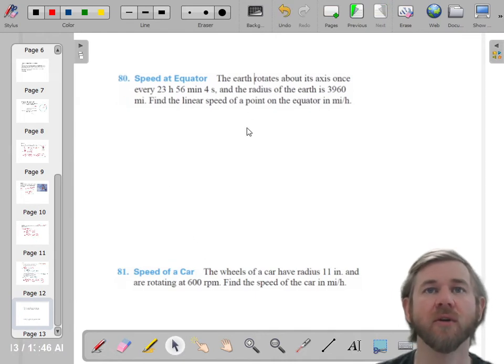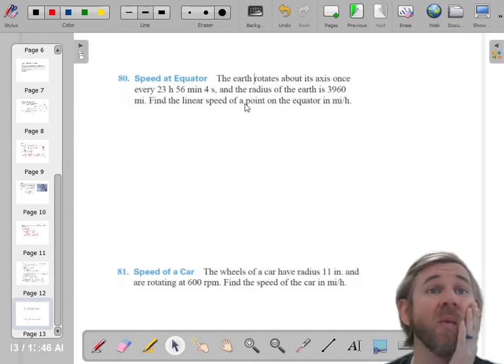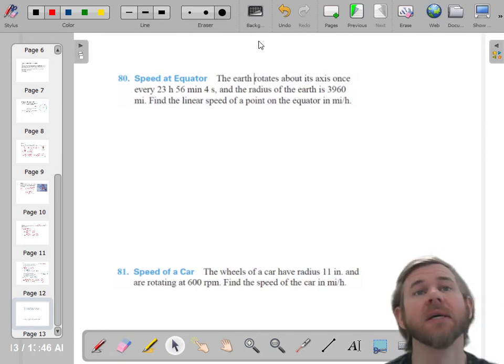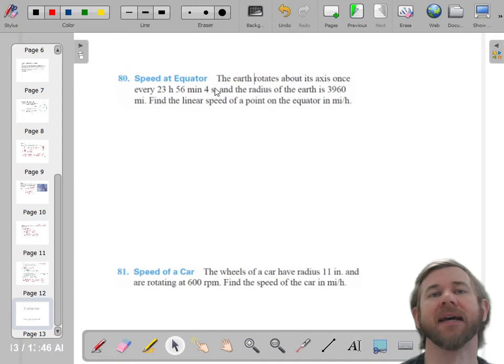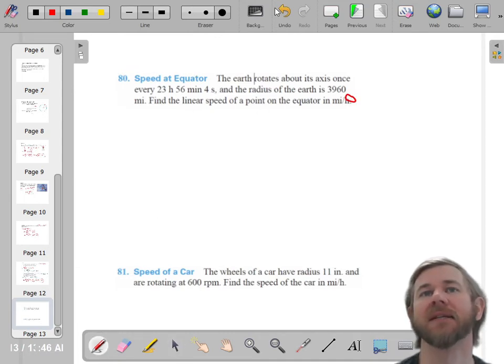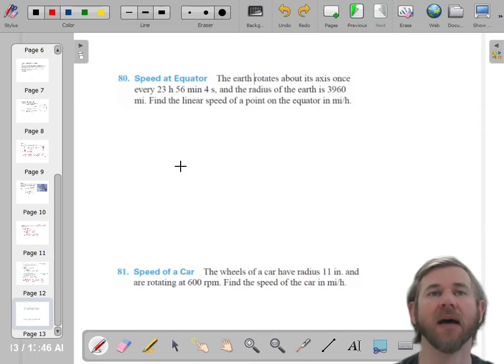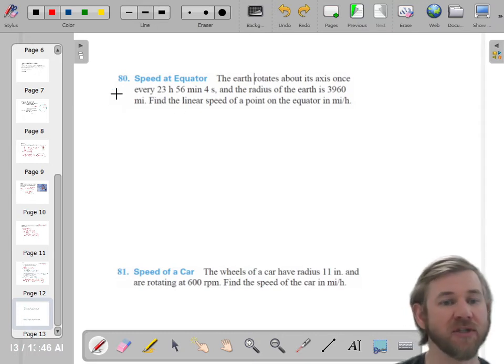Ooh, this is cool. The Earth rotates about its axis once every 23 hours. So the fact that we have 3 different units here, hours, minutes, and seconds, means I'm going to convert these to either hours, minutes, or seconds. But if they want me to have it in miles per hour, I'm going to make this all one big thing in hours. But you do need to be careful.